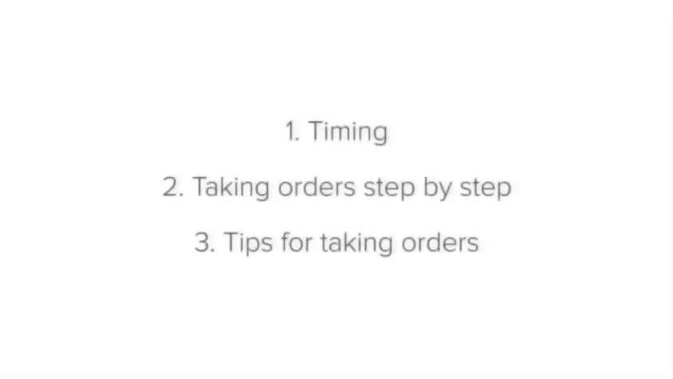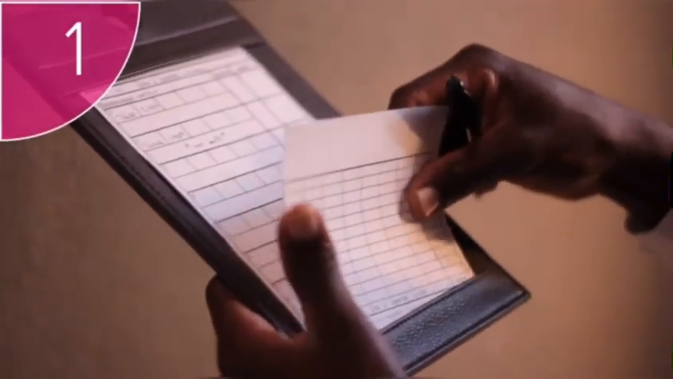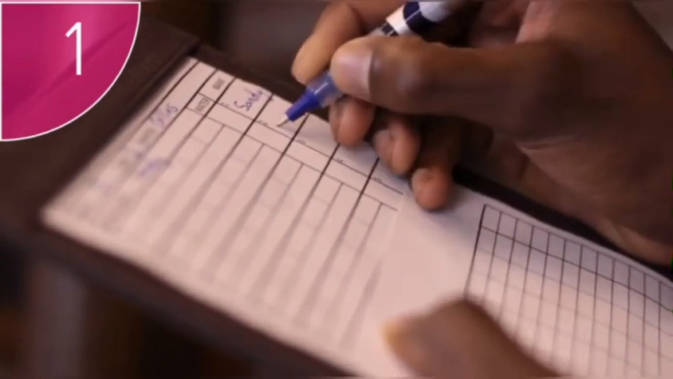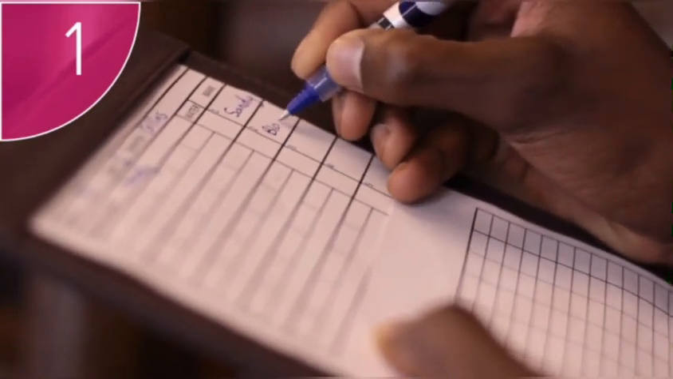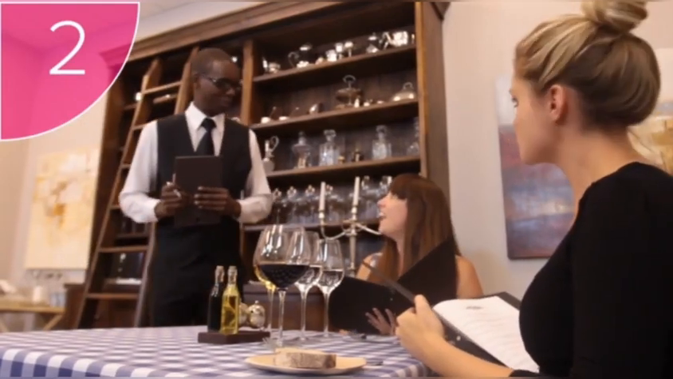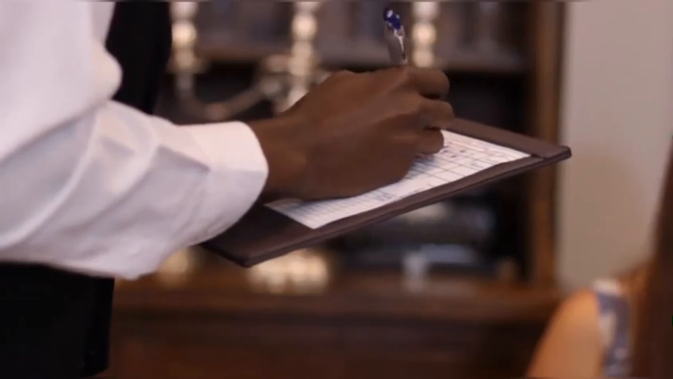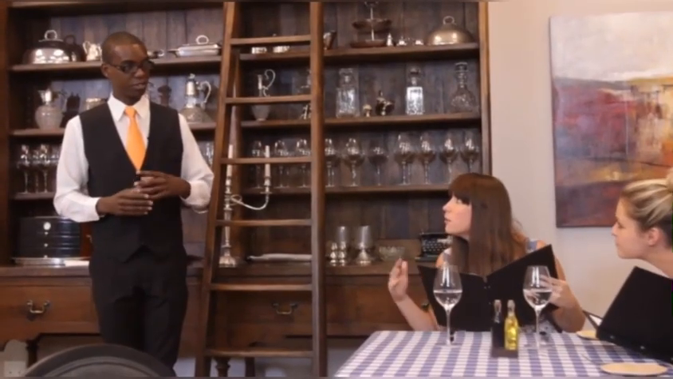Now let's look at taking orders step by step. Let's take a step-by-step look at how to take the guest's order. Step 1. Fetch your prepared docket book and a working pencil or pen. Step 2. Approach the table and stand somewhere where you're out of the way of other servers. Don't stand too close or too far from the table.